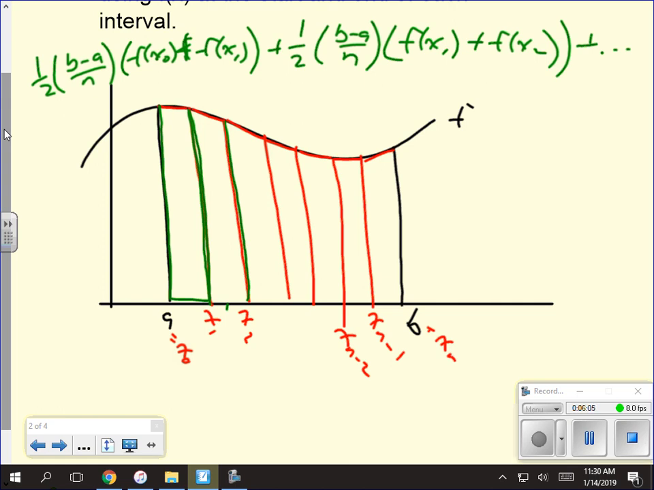So if we figure out every one of these, we'll have something like this for each one. For the last trapezoid, when we work it out, it's 1/2 times (b minus a) over n times [f of x sub n minus 1 plus f of x sub n]. That would be the last one. And we have as many of those as we break it down into.